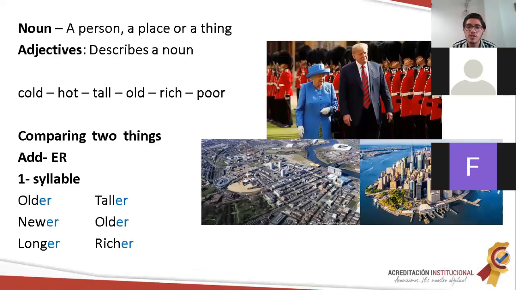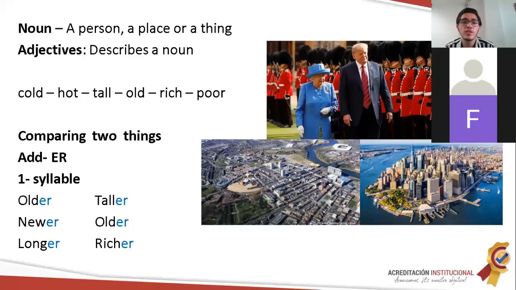Anyway, we're gonna start with the comparative adjectives. Before getting started with the topic, I want to remind you what a noun is and what an adjective is. A noun is a person or a place or a thing. For example, I'm Dayal, I'm a person, so I'm a noun. Bogota is a place, so Bogota is a noun. Or, for example, I have here a book. This book is a thing, so this book is a noun.